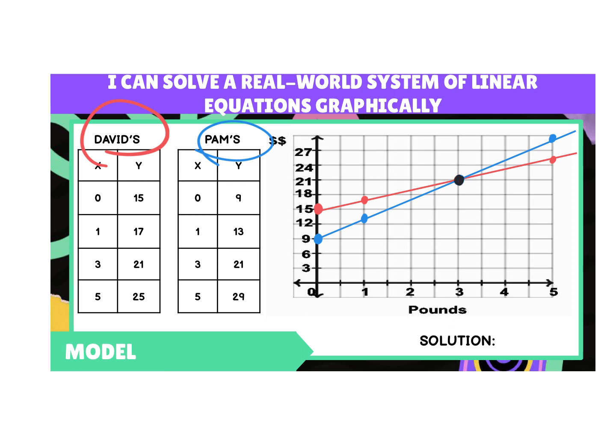So we say the solution is 3 comma 21. Now you have to give this solution. That's what the question is asking. If you don't give the solution, you're not answering the question.